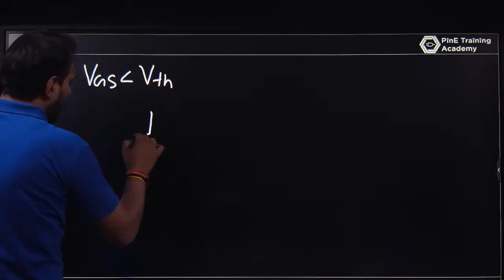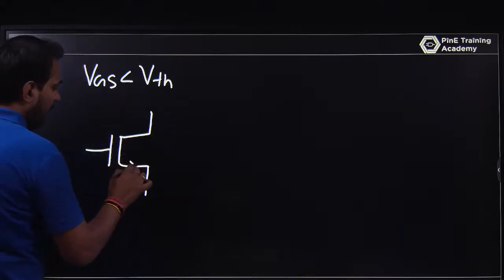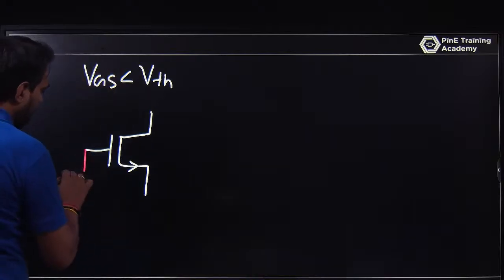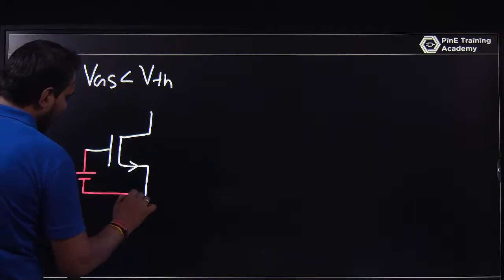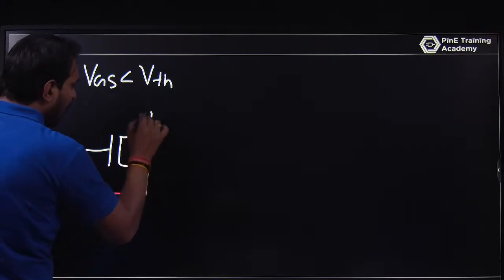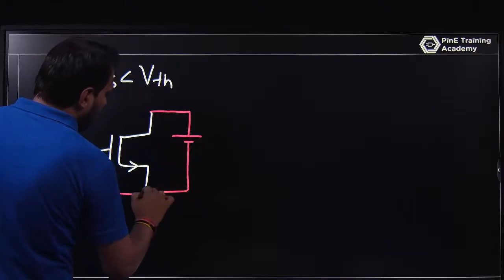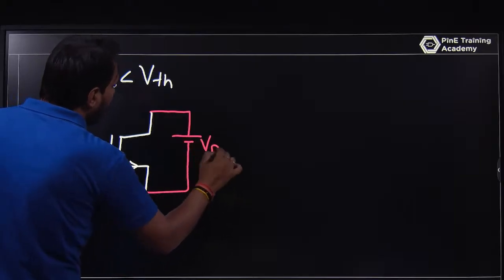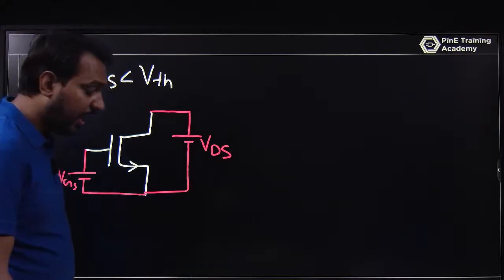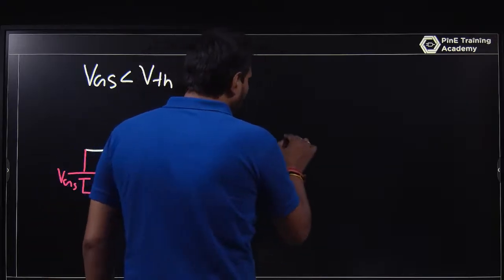So you have an NMOS. This is the symbol of NMOS, and I am connecting here the gate to source voltage, this is VGS, this is the source terminal, and this will be the drain terminal. That is VDS. This is VGS and this is VDS.